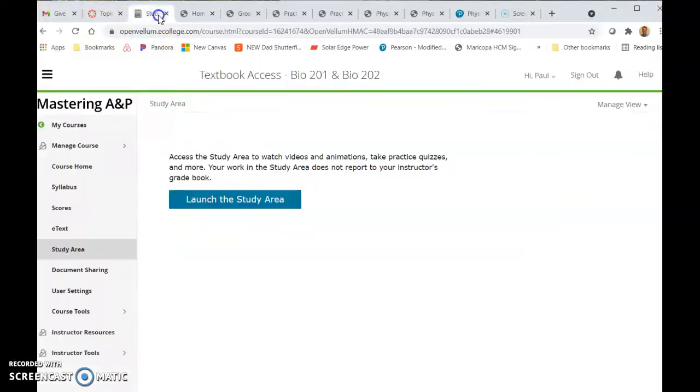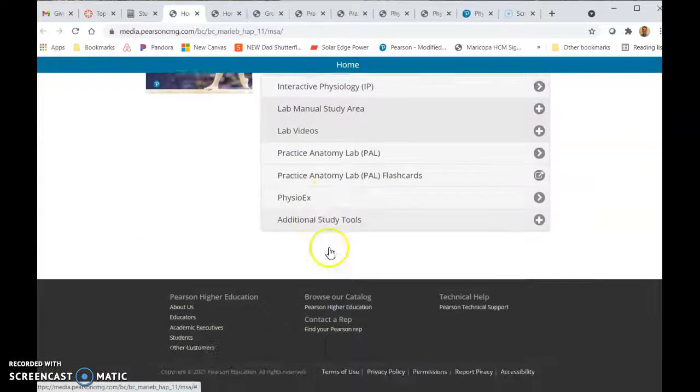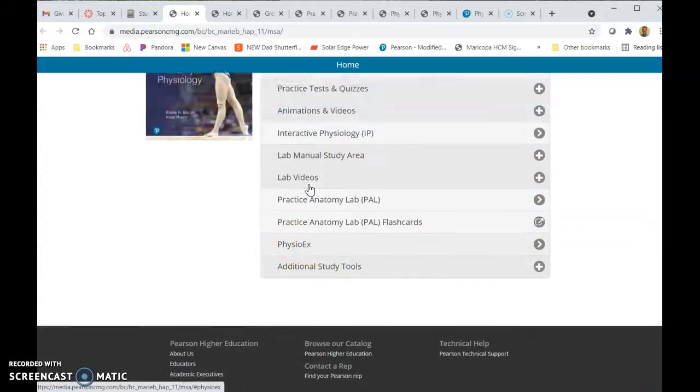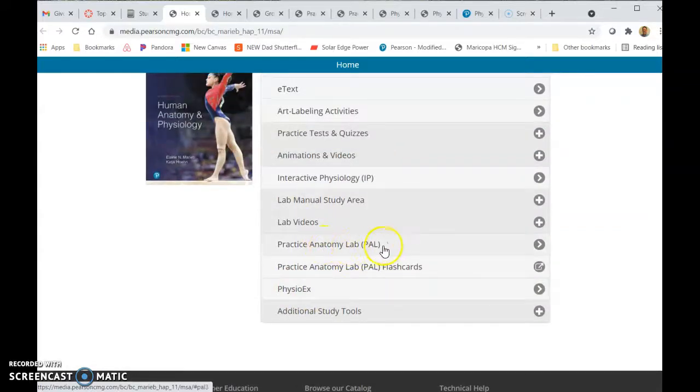Okay, I hope that was helpful. Maybe one more time I'll show you this. So you just hit launch the study area. Here's the Physio EX. That's the first endocrine lab you'll be doing. And then here is the fetal pig labs, practice animal anatomy lab, or the PAL. So this button and this button will allow you to do the modified mastering. Now, keep in mind you're putting all your answers on the lab guide.